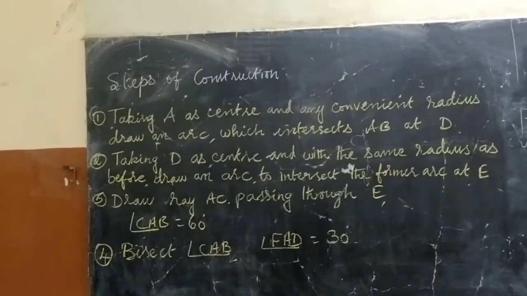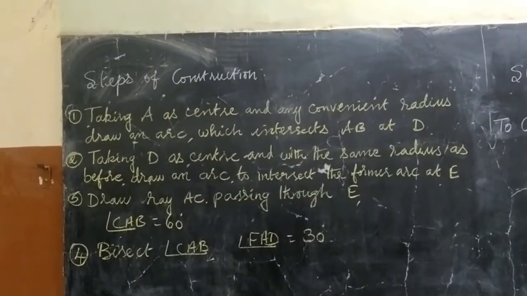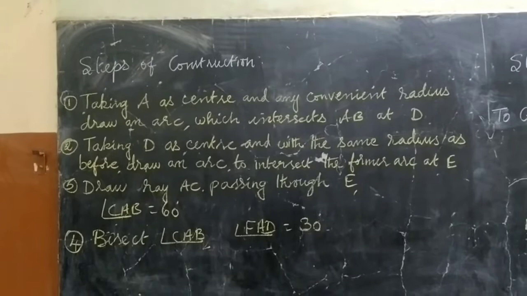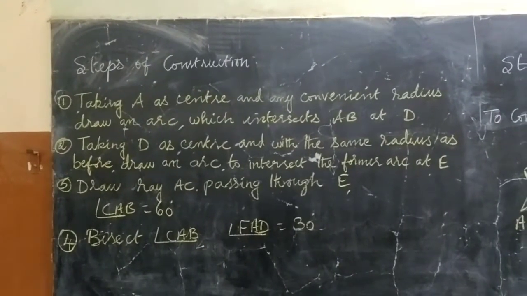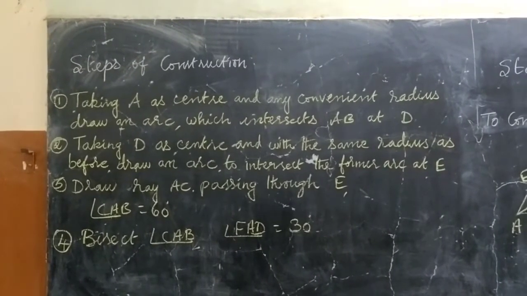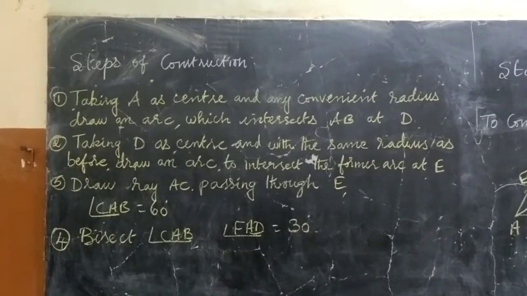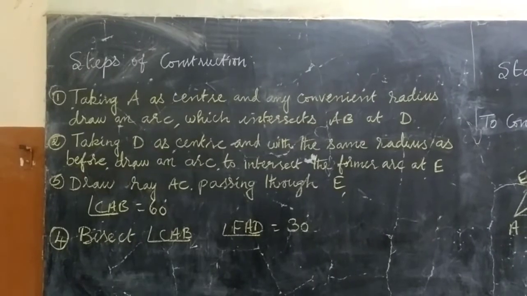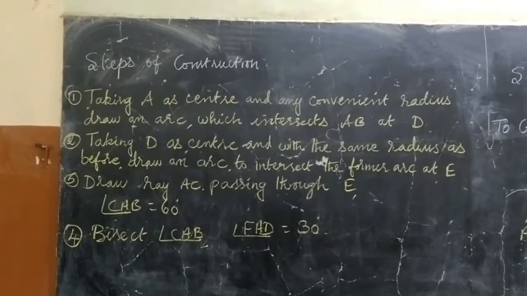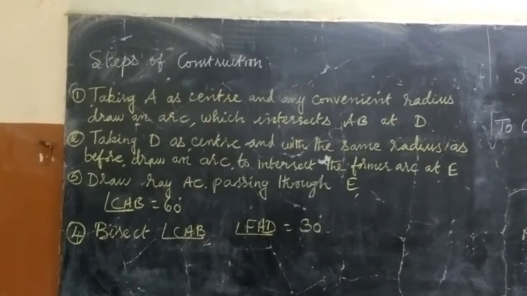Let us see the steps of construction. The first point is taking A as center and any convenient radius, draw an arc which intersects AB at the point D. Second point is taking D as center and with the same radius as before, draw an arc to intersect the former arc at the point E. Third point is draw ray AC passing through point E. Angle CAB is 60 degree. The fourth point is bisect angle CAB. Angle FAD is 30 degree.